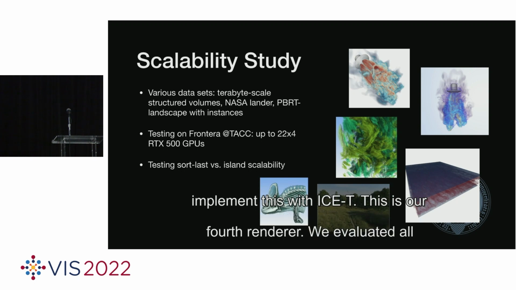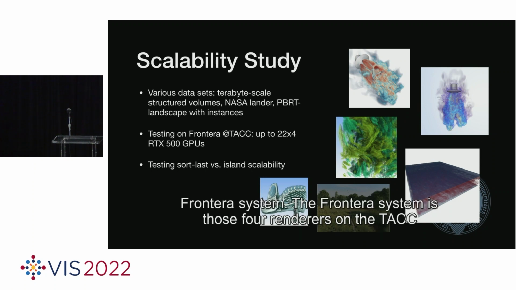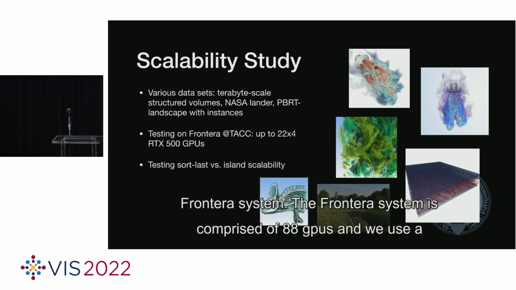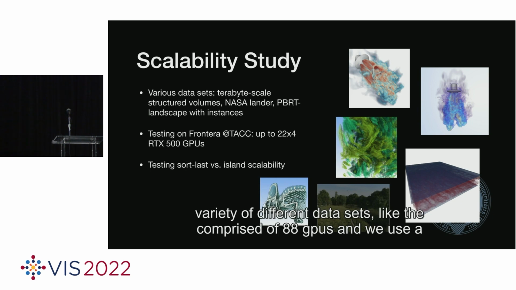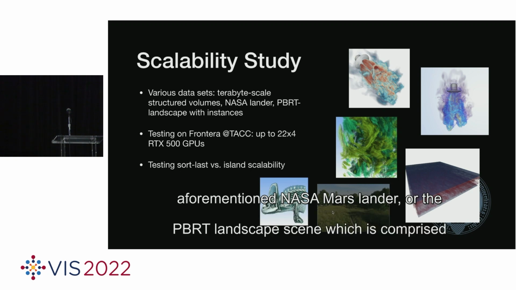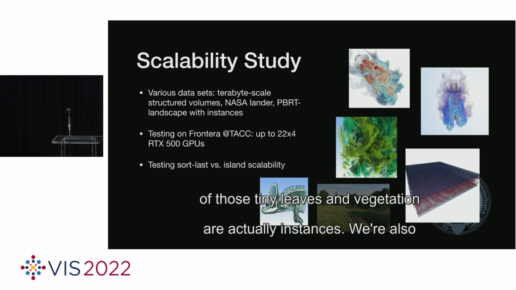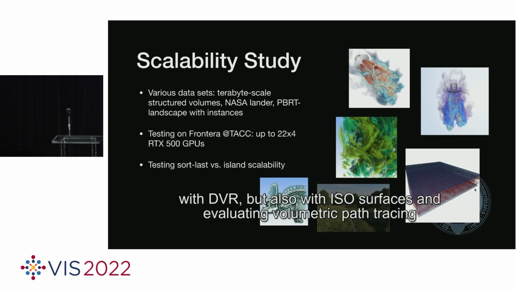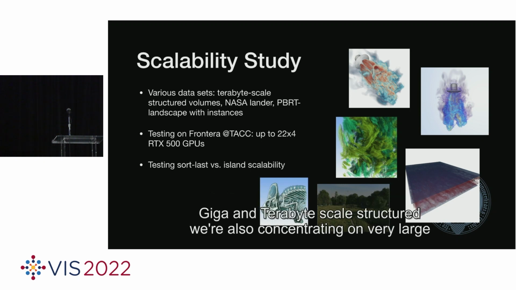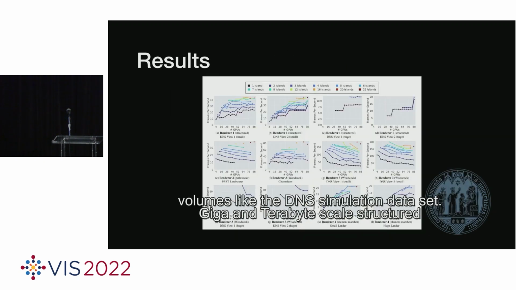This is our fourth renderer. We evaluated all those four renderers on the TAC Frontera system. The Frontera system is comprised of 88 GPUs, and we use a variety of different data sets, like the aforementioned NASA Mars lander, or the PBRT landscape scene, which is comprised of several million instances, where each of those tiny leaves and vegetation are actually instances. We're also evaluating volumetric path tracing with DVR, but also with isosurfaces. And we're also concentrating on very large giga and terabyte scale structured volumes like the DNS simulation dataset.